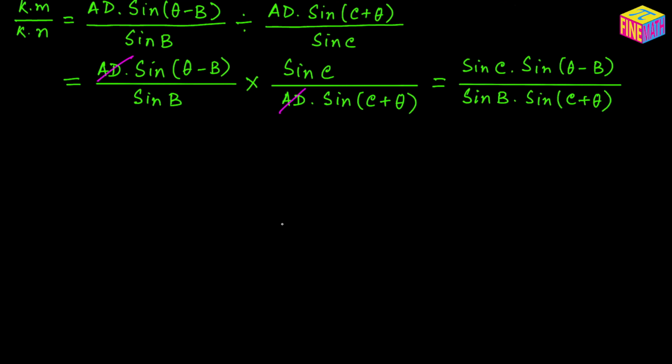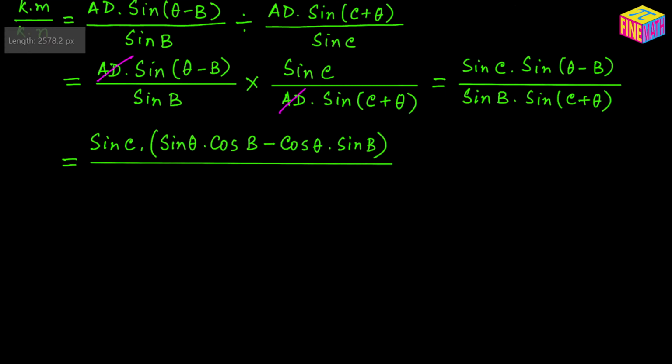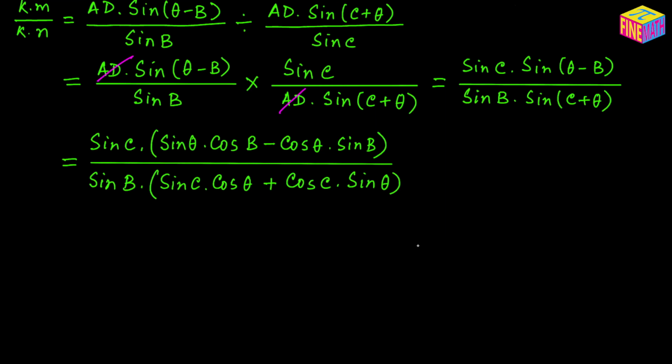Next I am going to expand sine of theta minus B as well as sine of C plus theta. So this can be written as sine of C times sine of theta times cosine of B minus cosine of theta times sine of B, and all of that over sine of B times sine of C times cosine of theta plus cosine of C times sine of theta. And if we remove the parenthesis, then it's going to look like this.